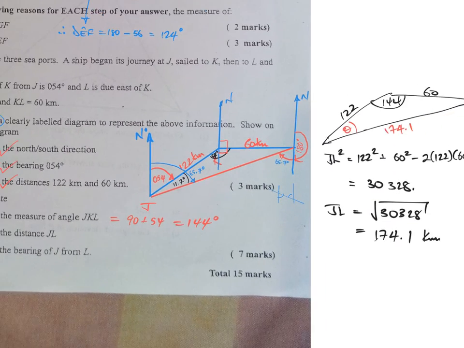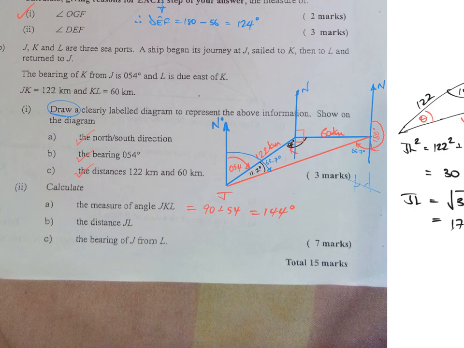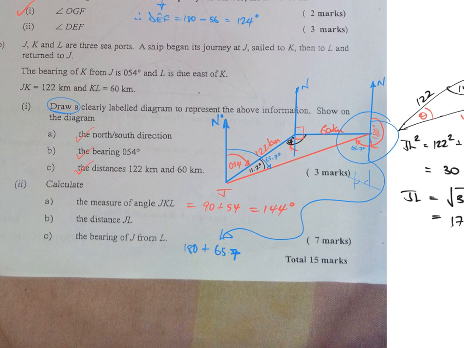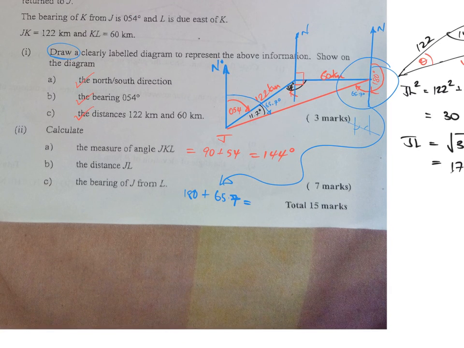So if I just zoom back out here, you were asked for a bearing of J from L. That 65.7 is only that little piece here. The bearing always starts at the north line going in a clockwise direction. So basically you need to add that now to the 180 degrees to give you 245.7. So that whole bearing is going to be 180 plus that 65.7, which will then be 245.7 degrees. And you're done. And that's your 7 marks sorted.